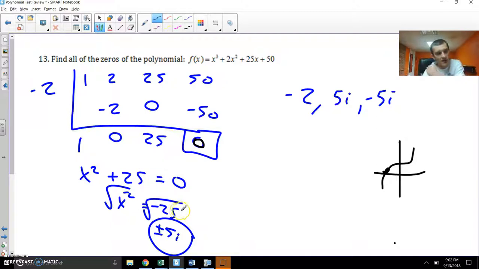Subtract 25 to the other side, and so to find all the zeros, including the imaginaries, I square rooted negative 25 to get 5, or negative 5. So negative 2, and then plus or minus 5i there.